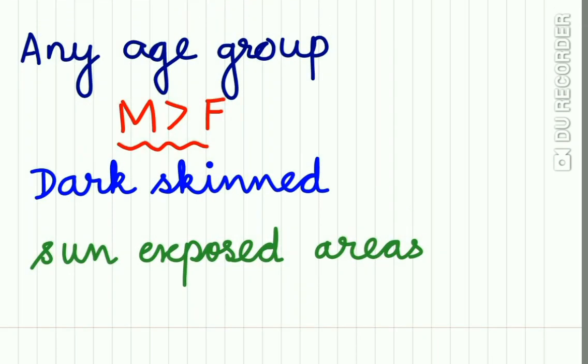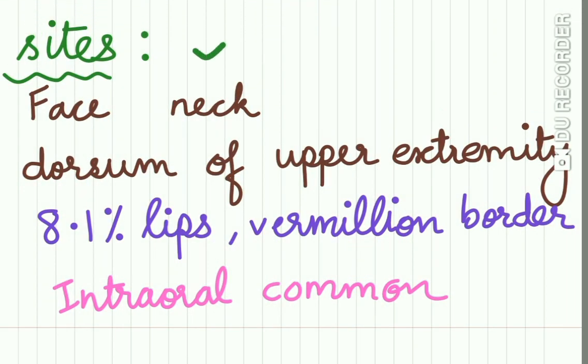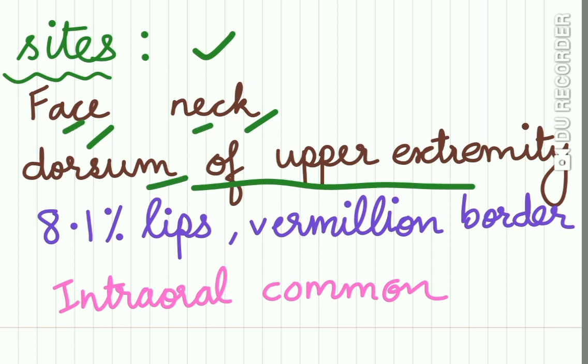It may occur in any age group. Males are affected more than females, and it is less common in dark skinned individuals, and it occurs mostly in the sun exposed areas of the body. Now, the sites of occurrence are mostly the face and neck, and the dorsum of the upper extremity. Remember, the face, neck and the dorsum of the upper extremity are exposed to the sun.